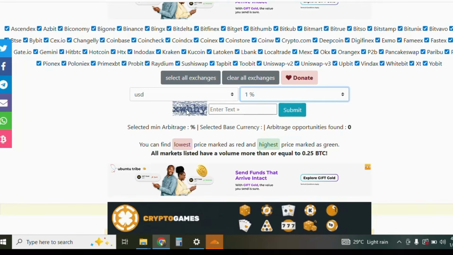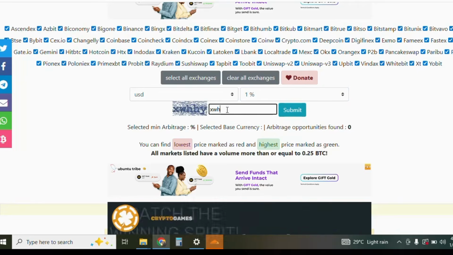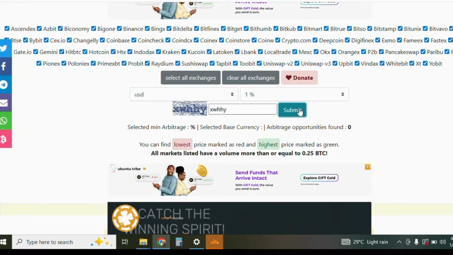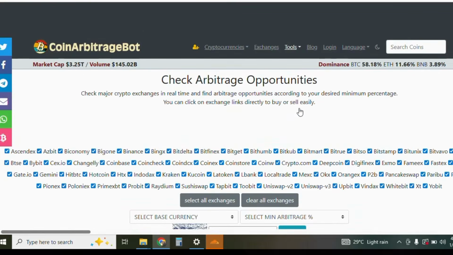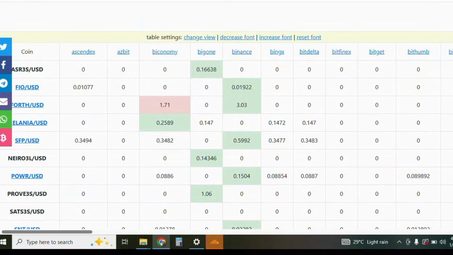So here is a captcha. You just have to enter this text in this area. Of course, this is actually a very simple thing to do, just to confirm you're not a robot, and then you click on submit. The moment you click on submit, it's going to open up the arbitrage portal for you. Now there are so many ads on this platform, but I will advise you to just ignore them and focus on the most important things. Once you have passed the captcha, you're going to get straight into the arbitrage part of things.